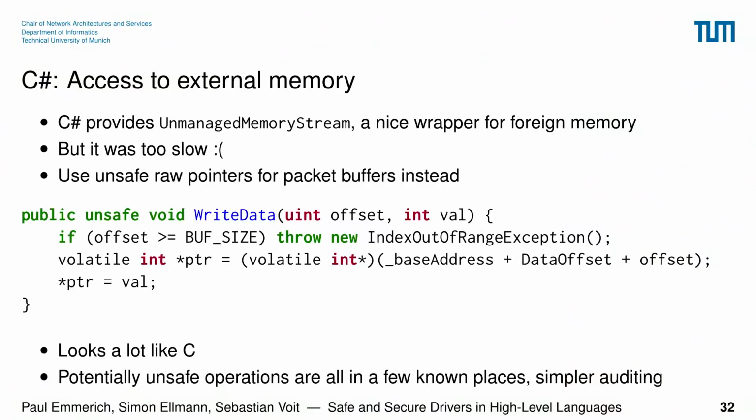And again, the unsafe code is contained to a few well-known places that can then be audited, compared to a C driver where the unsafe code is all over your code base and you don't know where the bug is. Here we know if there's a bug, it's probably in there, that we have, well, not checked the buffer size properly or something. And okay, that's all for C#.